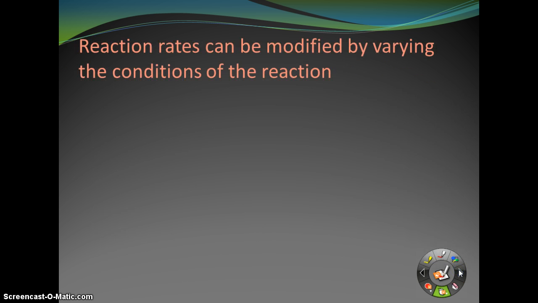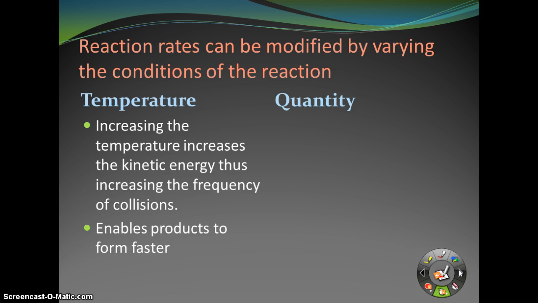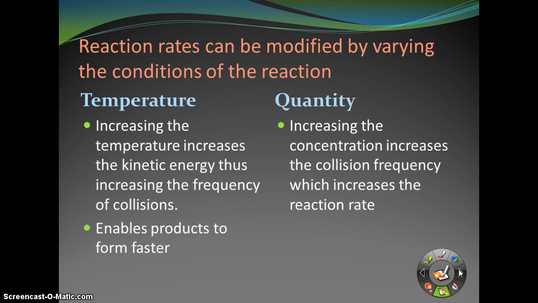So we can modify a reaction rate by varying the conditions of the reaction. The first thing we have control over changing is the temperature. If you increase the temperature, you're going to increase that kinetic energy, so they're going to move around faster, and then you're more likely to have a collision. So this is going to let you form products faster. Next is quantity. If you have more particles in the solution, then they're more than likely to collide with each other, and that's going to increase the reaction rate.